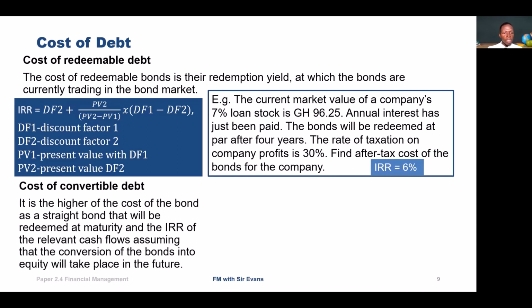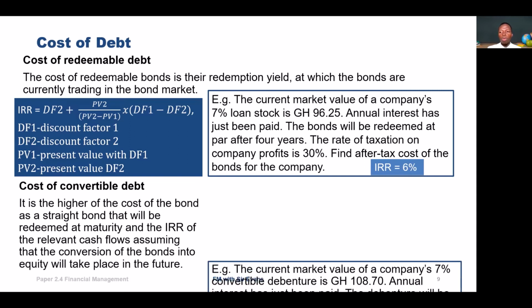Cost of convertible debt. So when you want to find the cost of convertible debt, it is the higher of the cost of the bond as a straight bond that will be redeemed at maturity, and the IRR of the relevant cash flows, assuming that the conversion of the bond into the equity will take place in the future. So we'll take an example.